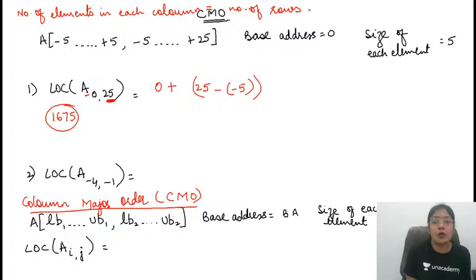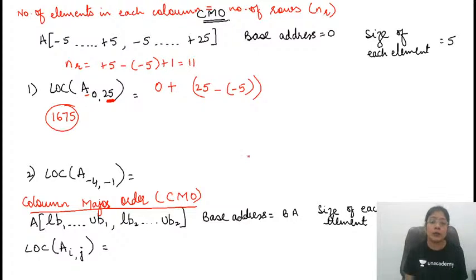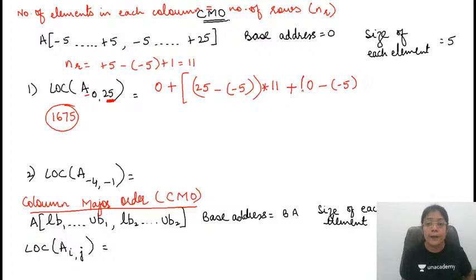Can you write the number of rows here? Let me write it as NR. So what will be the number of rows here? It's the upper bound for the last row number, 5, minus starting row number, plus 1. This comes out to be 11. So these many columns we need to skip, but how many elements to skip? Into 11. In addition to this, now you are at the beginning of the required column. Select the row number. Required row number is 0. Starting row number is minus 5. Minus minus 5, into size of each element.